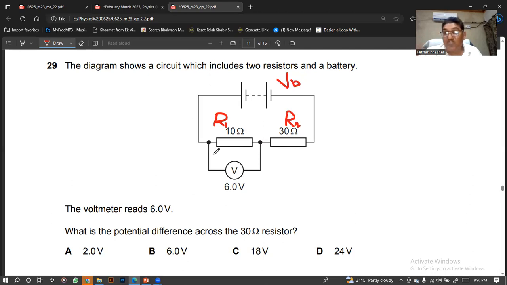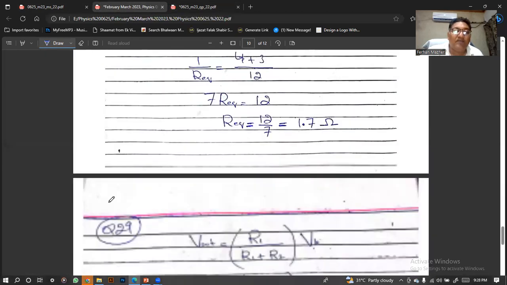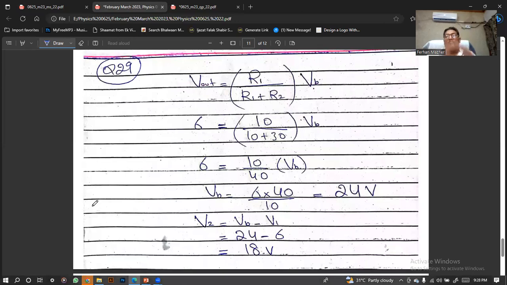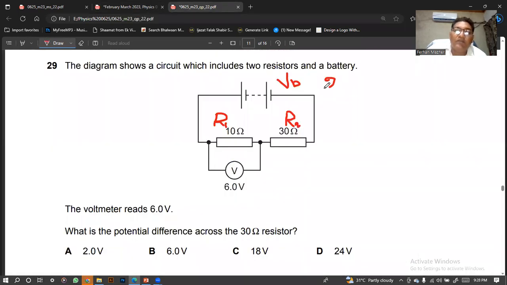If you remember the potential divider, I can show you the V out formula. The V out from the R1 will be R1 divided by the total resistance of the circuit, multiplied by the voltage of the battery. So V out is 6 volt and R1 is 10, and the total resistance will be 10 plus 30, sorry, times the voltage of the battery. So 6 equals 10 divided by 40 times the voltage of the battery. So the voltage of the battery will be 6 multiplied by 40 divided by 10, and that will be 24 volt. So the battery is giving you 24 volt.